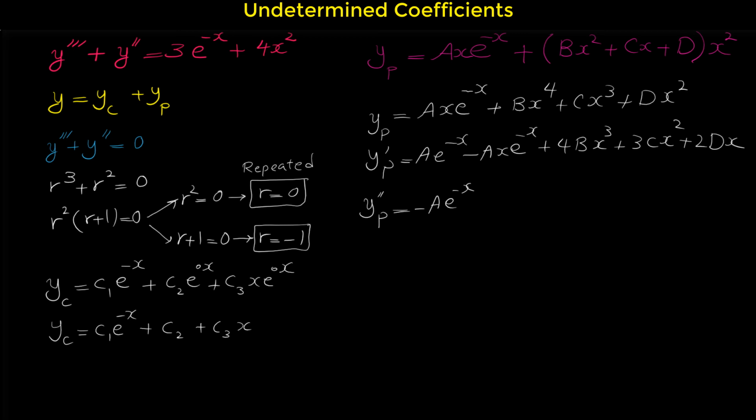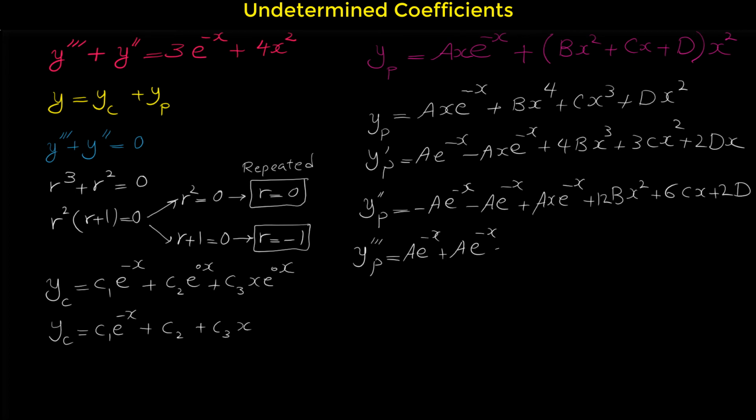For finding the derivative of this, we do the same as we did here. For the derivative of this, we have to use the product rule, and based on the product rule, the derivative is negative a e to the negative x plus ax e to the negative x plus 12bx^2, actually not 6, 12bx^2, plus 6cx plus 2d. And finally, the third derivative is the derivative of this term: it is positive, because again, when we take the derivative of this, we have a negative, don't forget this. So a e to the negative x plus a e to the negative x plus the product rule for this part, a e to the negative x minus ax e to the negative x plus, what is the derivative of this? 24bx plus 6c.